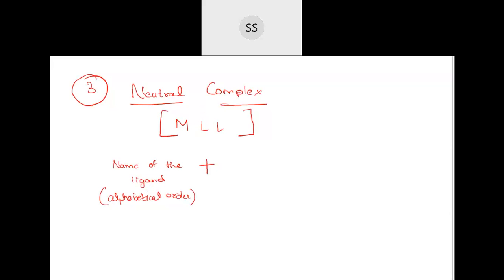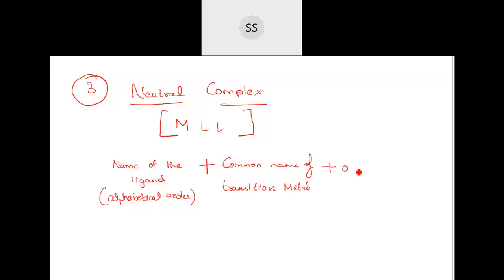Okay, fine. So I was telling you, for the neutral complex, in the coordination sphere, you will have a metal and then the ligands. So you will start with the ligand first, name of the ligand according to alphabetical order. Then you will go for the metal, that is the common name of the transition metal. Not writing the Latin name. Latin name is only for anionic complex. For neutral and for cationic, it's the common name.